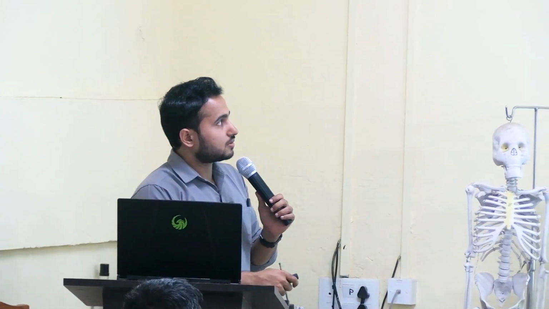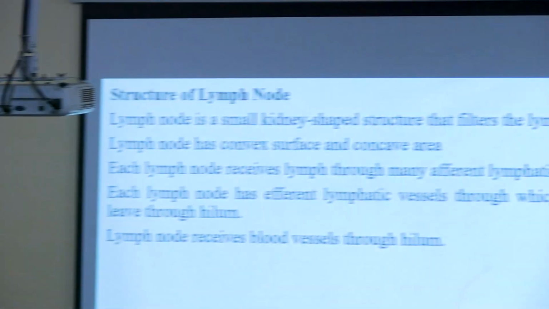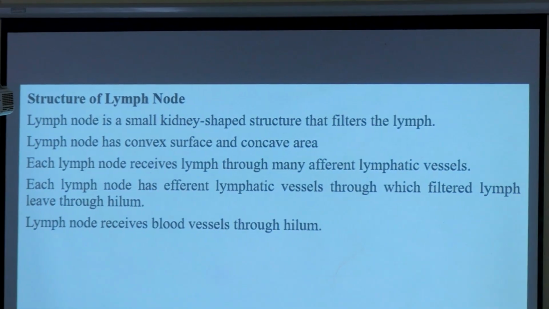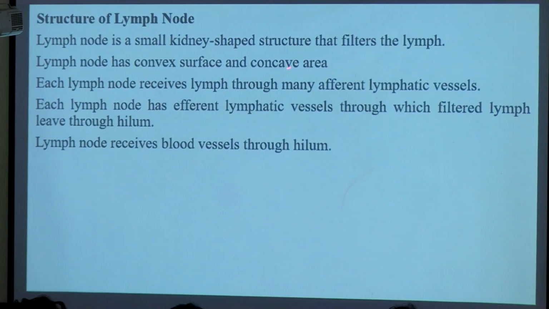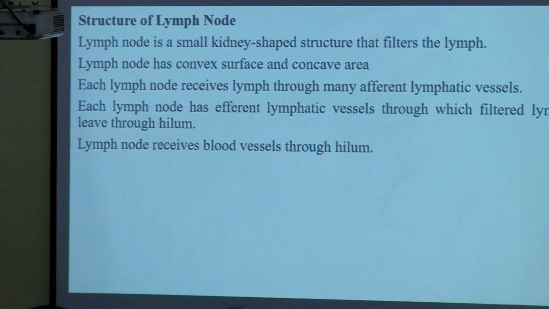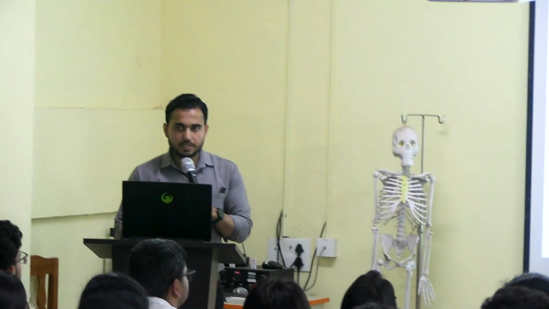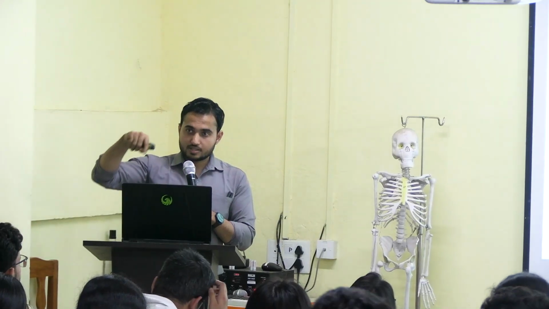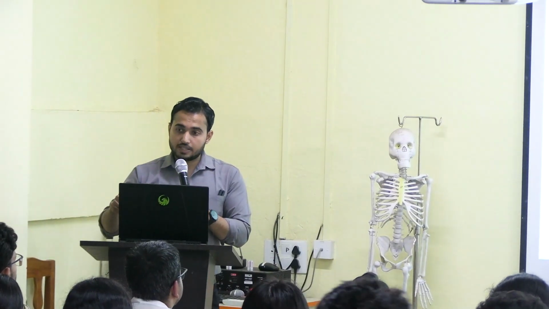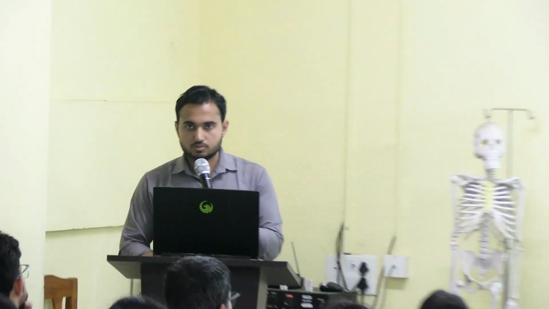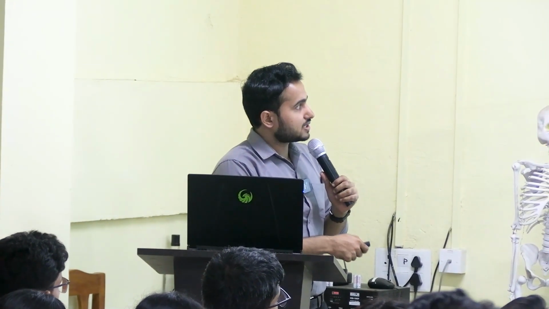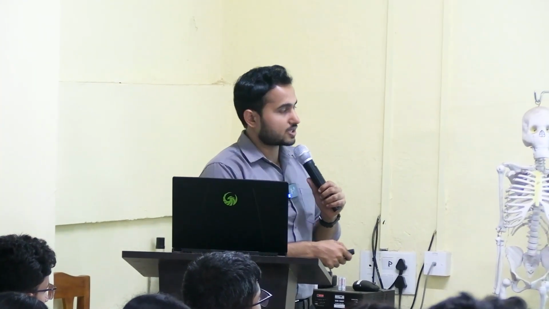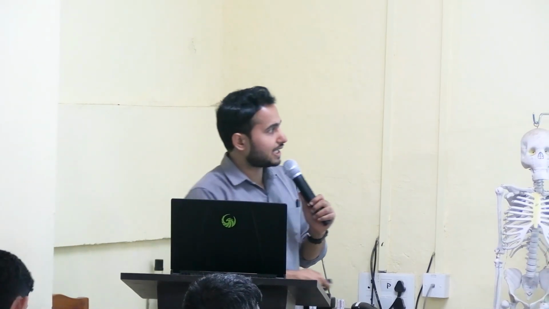If you see the lymph node, what is the shape? It is kidney shaped. I hope you have seen the diagram of a kidney. ठीक है, so the lymph node is kidney shaped, and it filters the lymph. First of all, it has a convex surface and a concave area. Through the convex surface the lymph will enter, and through the concave area it will come out of the lymph node. See, it enters through afferent lymphatic vessels and comes out through the efferent lymphatic vessel. जहाँ से निकल के आता है, it is called the hilum of the lymph node.